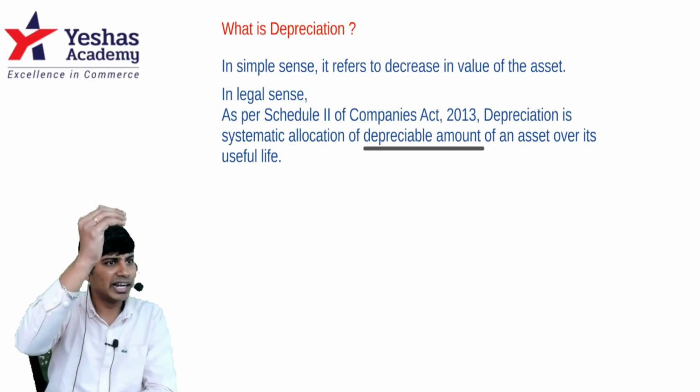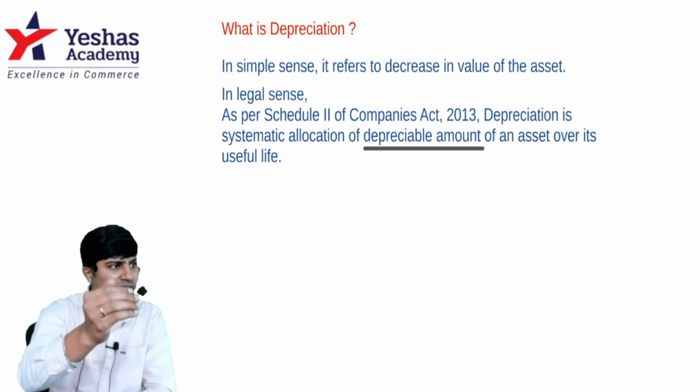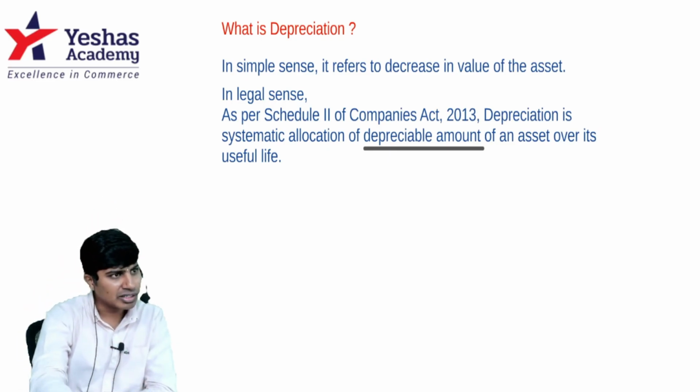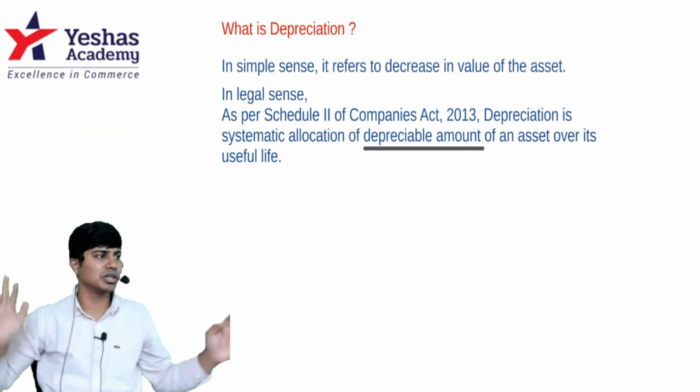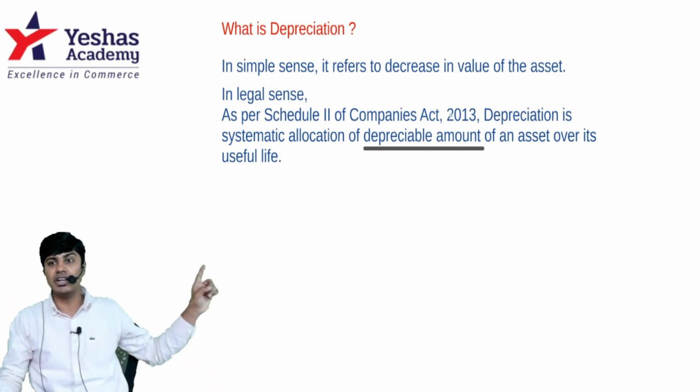1 lakh will become 90, 90 will become 80, 80 will become 70, 60, 50, 40, 30, 10 and then zero. It's not like it was 1 lakh and suddenly became zero. That's not how it is. So that's the reason we depreciate an asset.